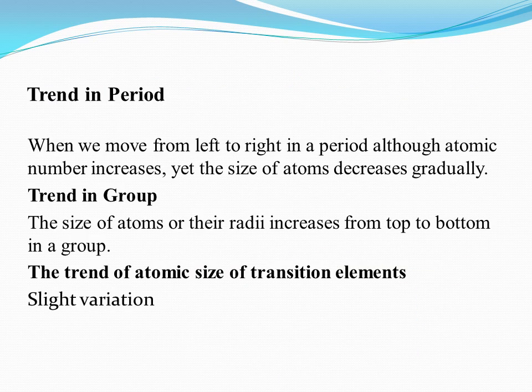Now we are going to discuss the trend of atomic radius in the periodic table. First of all, we are going to discuss the trend in a period. When we move from left to right in a period, atomic number increases, yet the size of an atom decreases gradually. It is because with the increase of atomic number, the effective nuclear charge increases gradually because of addition of more and more protons in the nucleus.